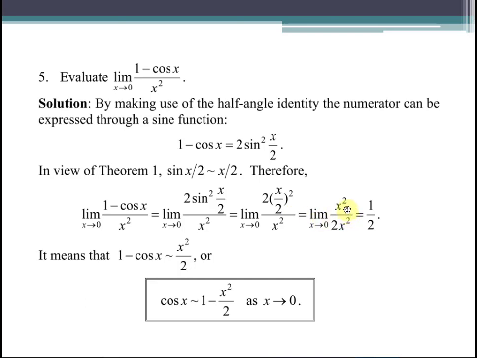Hence, we get x squared over 2x squared, which equals 1 over 2. They are cancelled, x squared and x squared. It means that 1 minus cosine x is equivalent with x squared over 2, because we have here x squared in the denominator. Or just cosine x is equivalent with 1 minus x squared over 2, if we move cosine x to the right side and this one to the left side, as x tends to 0.